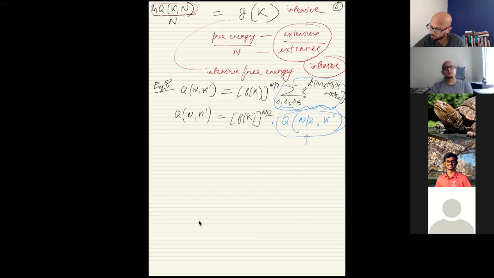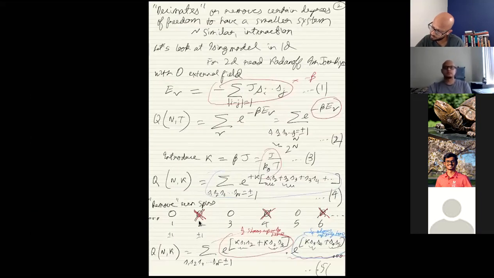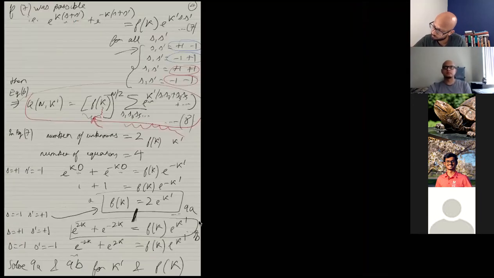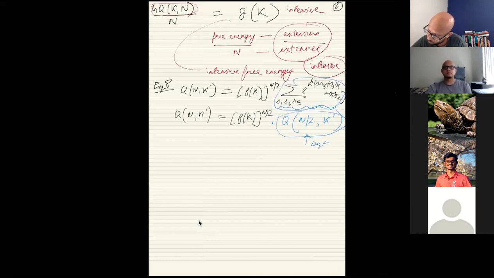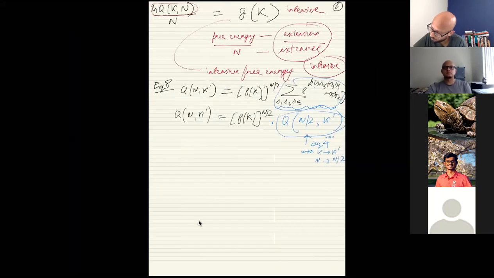If this confuses you, go to equation number 4 and think about it. If in equation number 4 you had half the number of spins, and if instead of k you had k prime, then you would get Q of n comma k prime, right? So if this confuses you, look at equation number 4 with k going to k prime and n going to n by 2. So let's call this equation number 11. Let's take log of equation 11. Let's take the log of 11 on both sides.